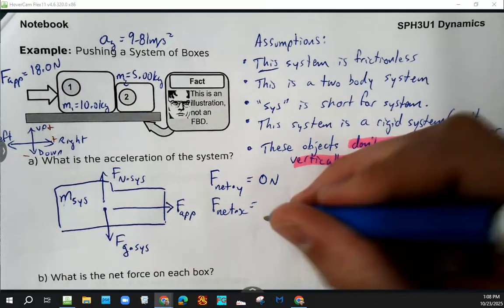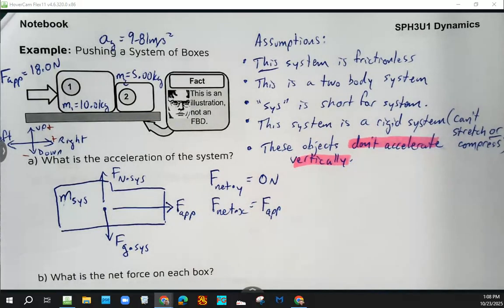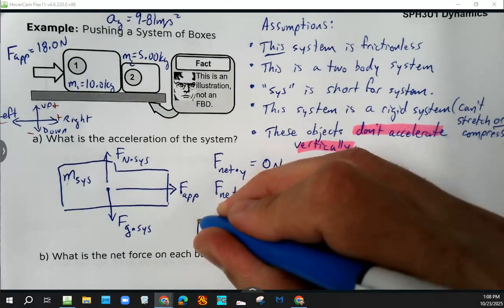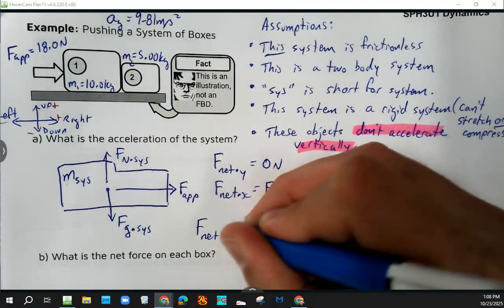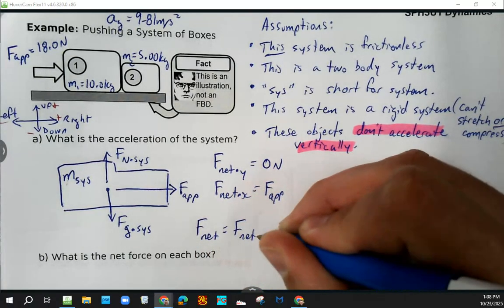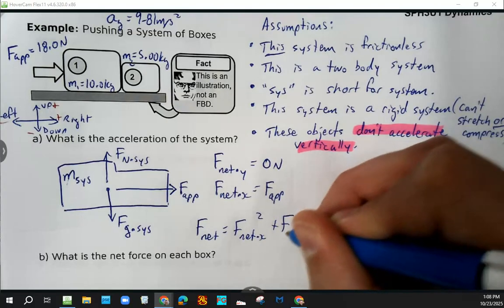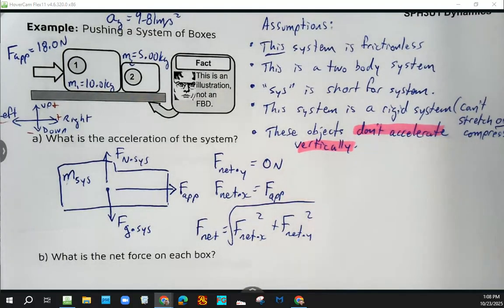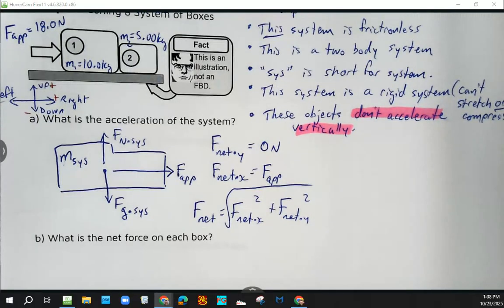So F applied. Now, there are going to be people who say, oh, we know F net x, we know F net y, I know what to do. F net is equal to the square root of F net x squared plus F net y squared. Is there somebody here that could tell me why that might not be a very fruitful avenue to go down?